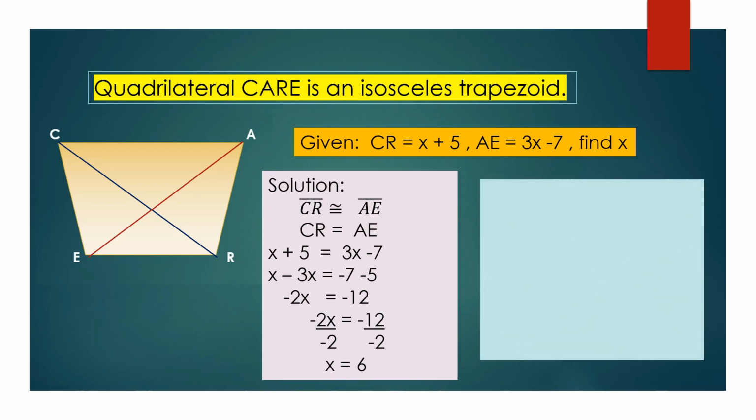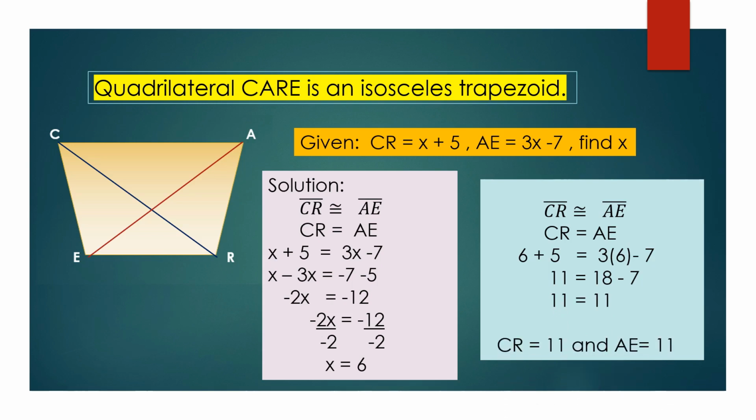Let us substitute this value 6 to the measure of CR, which is x plus 5, and AE, which is 3x minus 7. So we have 6 plus 5, and for AE is 3 times 6 minus 7. So CR has a measure of 11, while AE, which is 18 minus 7, is also equal to 11. So therefore, CR is equal to 11 and AE equals 11. So in this case, the diagonals have the same measure, so CR and AE are congruent.